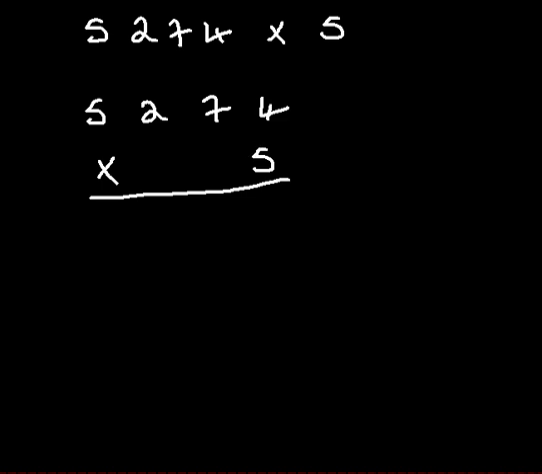So we'll have 5 times 4, that is given as 20. So we'll have 20. We'll have to present 0 and keeping 2. And I will have 5 times 7, that is 35, and 35 plus 2, that will be given as 37. So on the 37 we'll have to present 7, keeping 3.